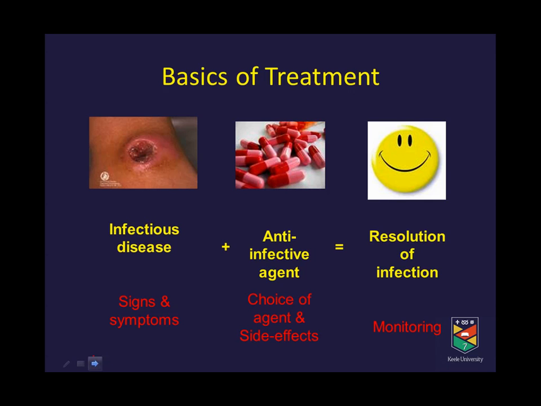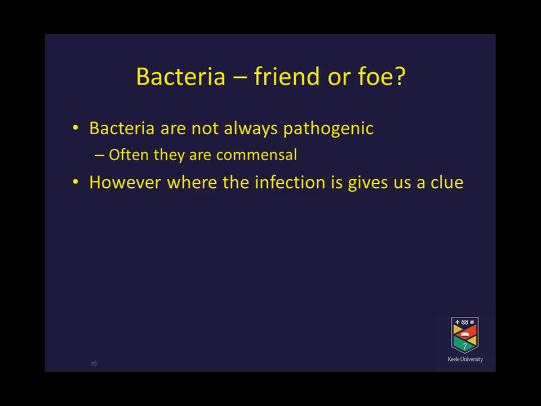So if we concentrate on bacteria, again, are they friend or foe? Bacteria are not always pathogenic, and often they're commensal in the body. So I mentioned before, a lot of staphylococci and streptococci live on the skin. A lot of anaerobic bacteria live in the large intestine. However, where the infection is often gives us a clue to the type of bacteria that will infect. So bacteria have preferences for where they infect the body.